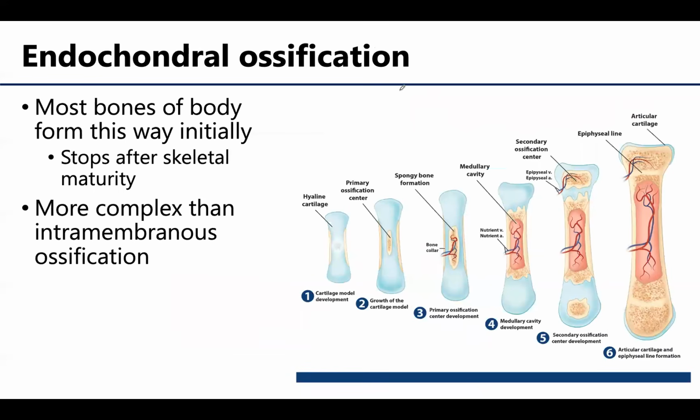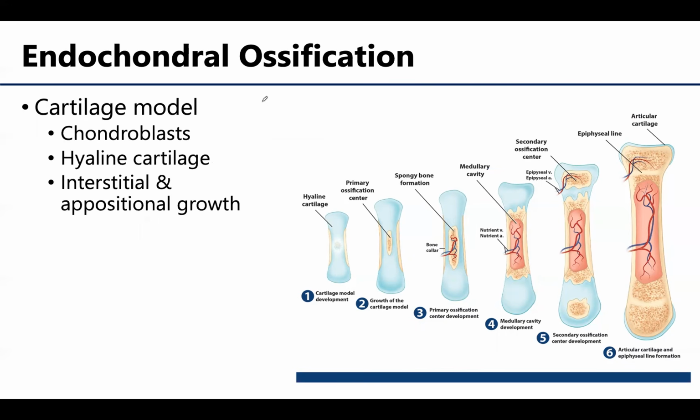Now, as we mentioned earlier, endochondral ossification is more complex than intramembranous, and this is because of these middle steps here where you have the cartilage model. And not only do you have a cartilage model, but that cartilage model actually grows. So it's going to grow both in length as well as width. And most bones of the body initially form through endochondral ossification, but this type of ossification process stops after skeletal maturity. So any other type of bone formation, say that occurs during adulthood, in terms of bone width, that's going to occur through intramembranous rather than endochondral ossification.